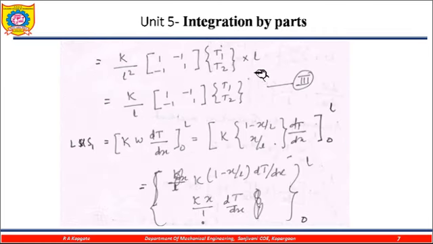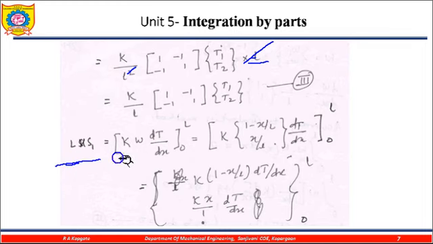So 0 to L, that's why this L is available. Now this L and this L are cancelled. So we are getting k upon L, matrix of 1 minus 1, minus 1 1, multiplied by t1 and t2. So my right hand side is this one.